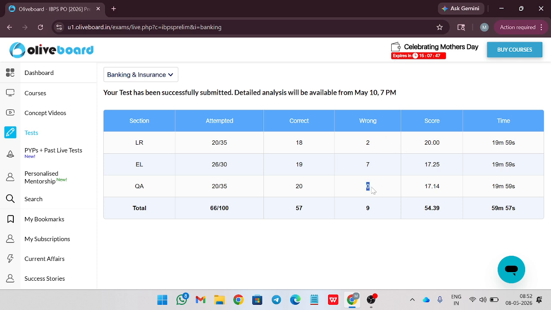ओके क्वांट में एक भी गलत नहीं है. 17.14. रीजनिंग में 2 गलत हो गया और इंग्लिश में तो कुछ. चलो सो दिस इज फॉर टुडे.